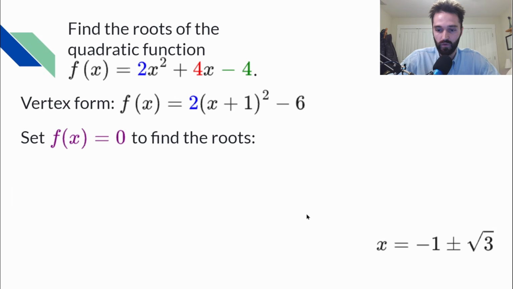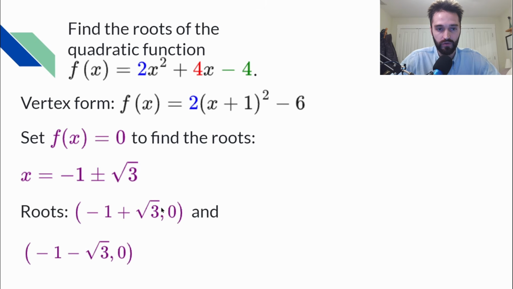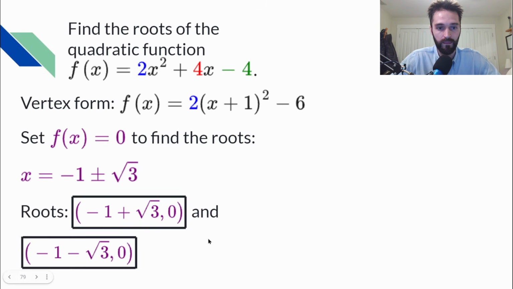Let's get rid of all of this work and take this to the left side of the screen. And let's also color code this, okay? F of x is equal to 0 in purple, right? That's the y value of the x-intercepts, okay? And then the x value is in purple as well. Here it's negative 1 plus or minus square root of 3. So the roots are given as negative 1 plus root 3 comma 0 and negative 1 minus root 3 comma 0. Okay? These are my solutions.